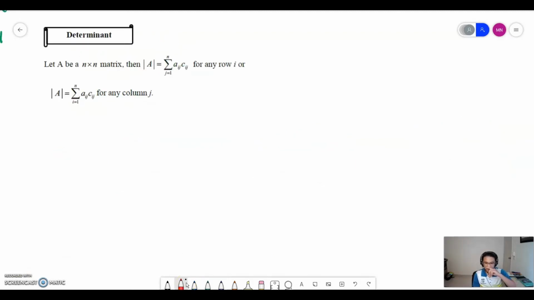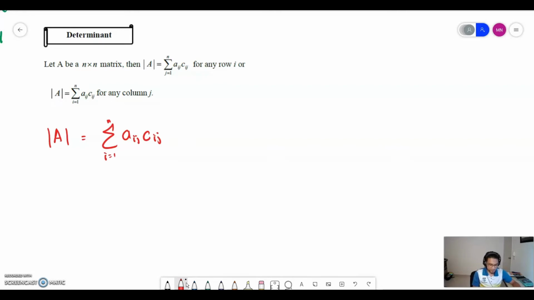So finally we have come to the final step, which is to determine the determinant. Given here is the formula of the determinant. If we have a matrix A, we write it down with the straight brackets, modulus. To determine the determinant of matrix A, it is equal to the summation of A_ij and C_ij, for any column j.